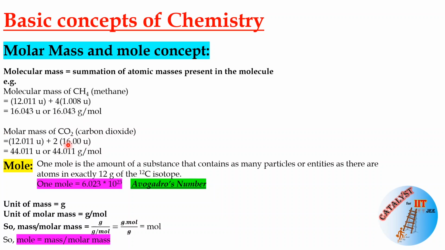Now, the molar mass of carbon dioxide can be calculated similarly, and what you get is 14.011 gram per mole or 14.011 atomic unit. Now, the concept of mole comes because one molecule or one atom is very tiny, and the mass of one atom is very small to determine or to measure all the time very frequently.